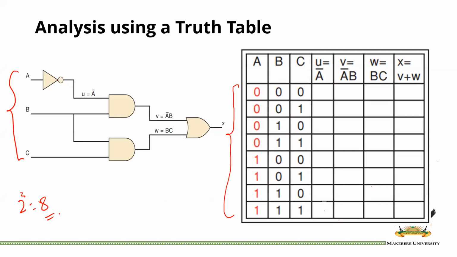And then we go and look at the intermediate states. The intermediate terms, we need an A inverse. So you can see we have got an A inverse. On this side, we need A inverse B. So we have A inverse B here. And then here we need BC, which is a term that comes from these 2 through here. And we have BC here. And then A inverse B and BC go through an OR gate to get us X. So we have X is V plus W, which is really X is A inverse B plus BC.